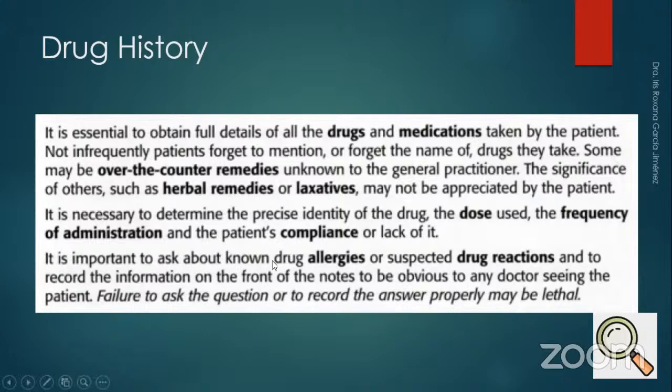It's important to ask about known drug allergies or suspected drug reactions, and to record the information on the front of the notes, obvious to any doctor seeing the patient, okay? When you have the medical history, I think we all have seen that if there is a penicillin allergy, for example, it's labeled allergic to penicillin, or allergic to cotrimoxazole. So big, because everybody has to watch this information to get the knowledge and not make that mistake, okay?